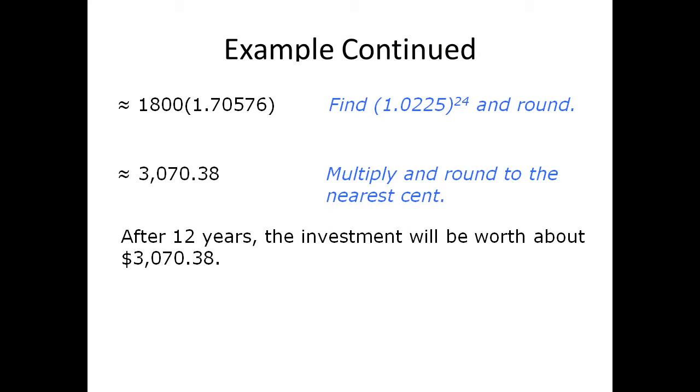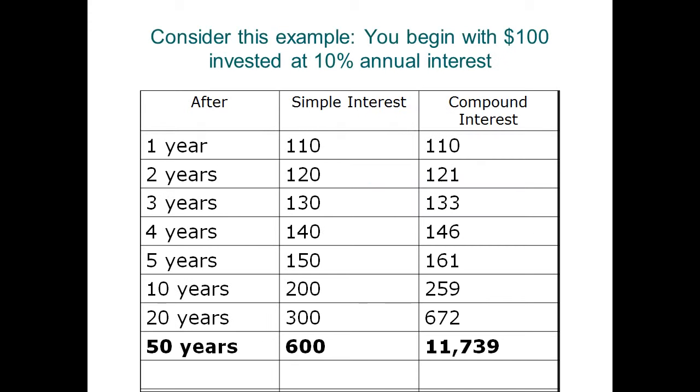If you do the math, it comes out to $3,070.38. So after 12 years, your $1,800 investment will be worth about $3,070.38. Here's a good example to see how compounded interest grows money quicker than simple interest.